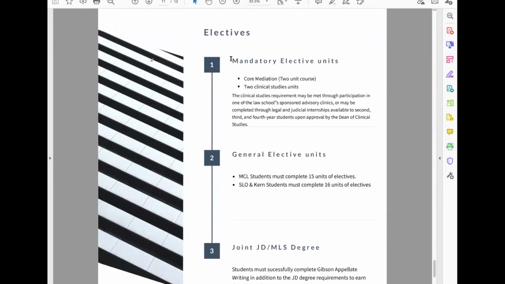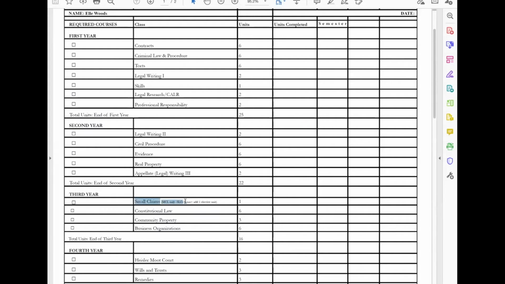And like we talked about, there's the mandatory elective units, which is core mediation, 2 units. They can take it whenever. And then they also have to take 2 clinical study units. Now, this is a special moment where I want to stop and pause if you're working with Monterey College of Law students at the MCL campus, because they have 2 clinical study units, but they also must complete this thing called the Small Claims Advisory Clinic. So if they're at the MCL campus, they need to take two clinical requirements plus 1 additional small claims advisory clinic. So that's a total of 3 clinical units.